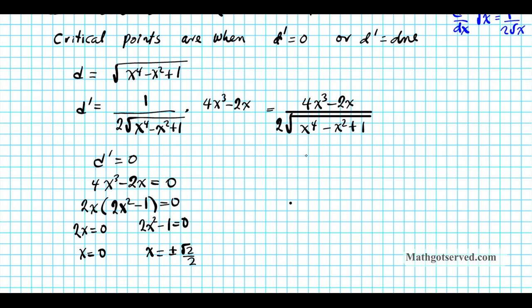How about when d prime does not exist? To find this out, what we're going to do is basically set the denominator equal to 0 and solve for that. So 2 times the square root of x to the fourth minus x squared plus 1 equals 0. If you divide both sides by 2 and square it, you're going to end up with x to the fourth minus x squared plus 1 equals 0.